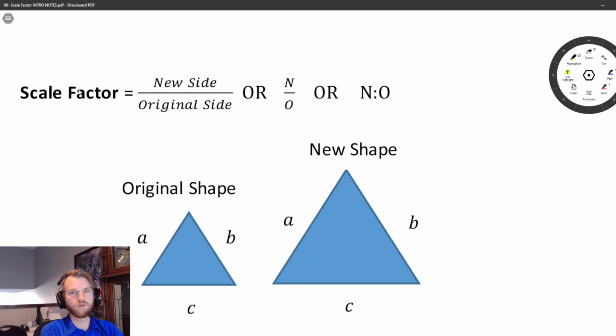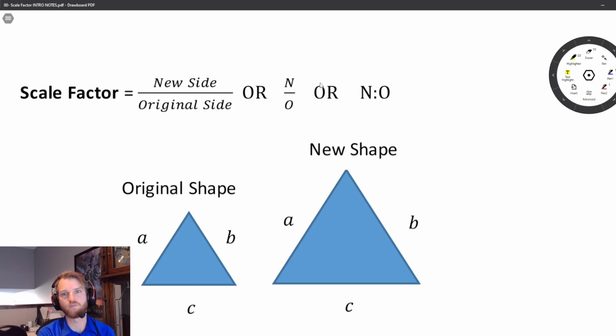So we could write this as scale factor is equal to the new side divided by the original side, or for short, often I'll just write n divided by o, for new divided by original. The other way that the scale factor is written, we saw this in the last assignment, is when we have a ratio instead of a fraction. Anytime we have one of these ratios, we're basically going to rewrite it as a fraction right away. What's important for you to know is that the first one goes on top, the second one goes on bottom.